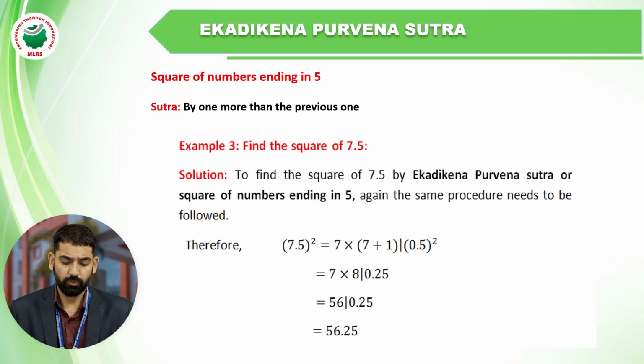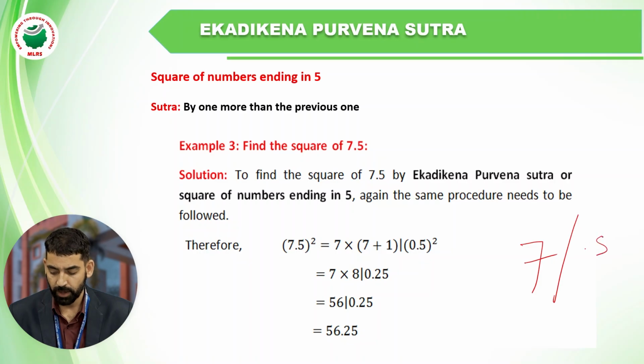This time we have taken example 3, which is a fractional number, 7.5. So how do we find the square of this type of number, which is given in the form of a fraction? Again, this number is ending with 5, so we can simply use Ikadikena Purvena Sutra. By this sutra, this number can be split into 7 and 5, so the left hand side is 7 and the right hand side is 0.5.